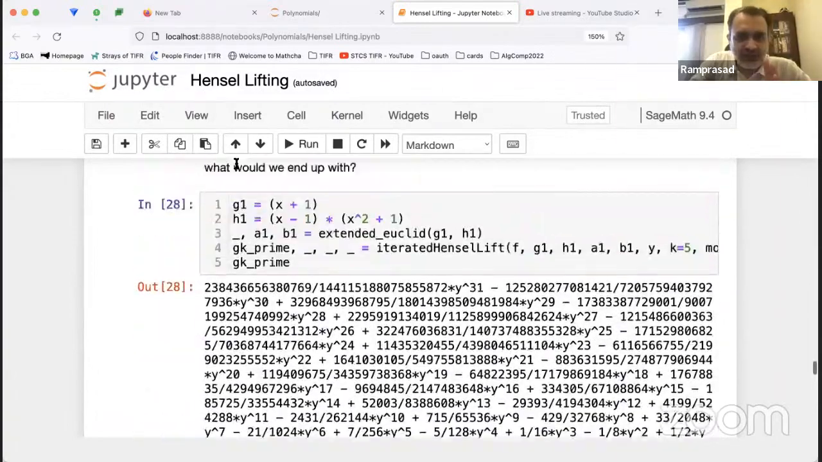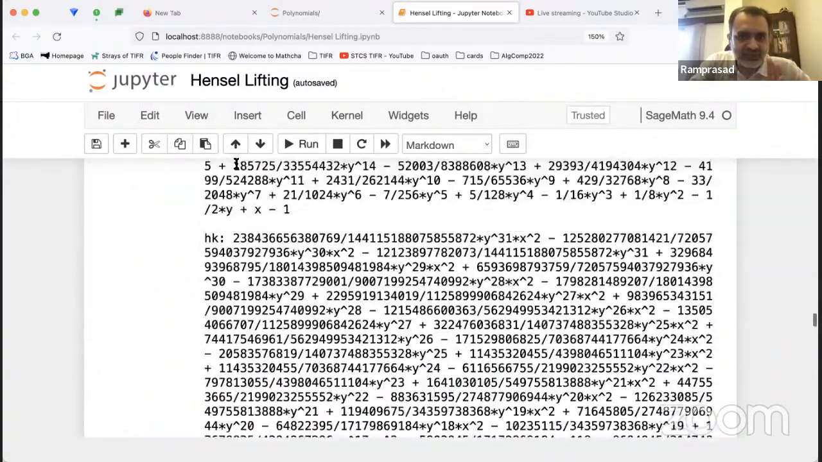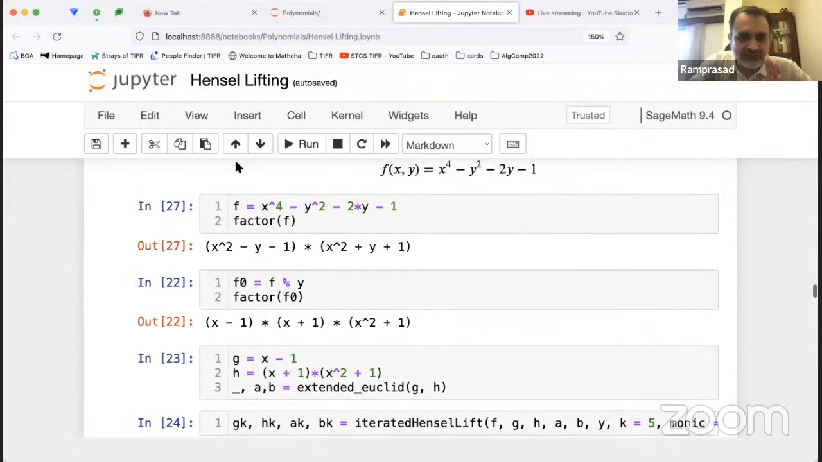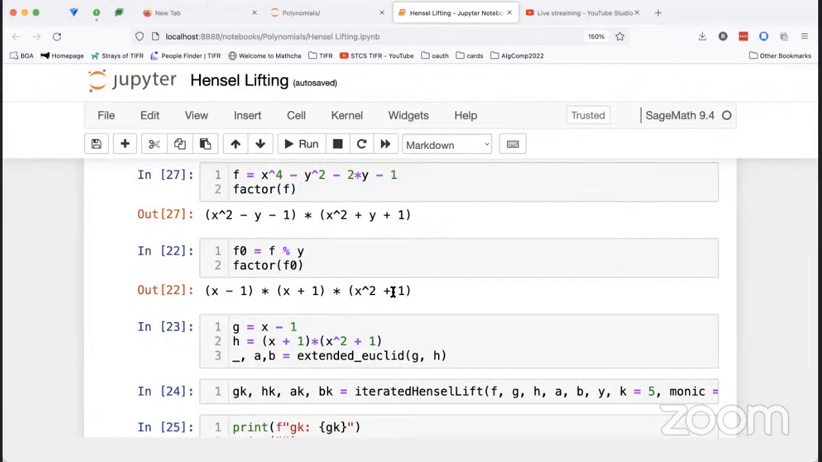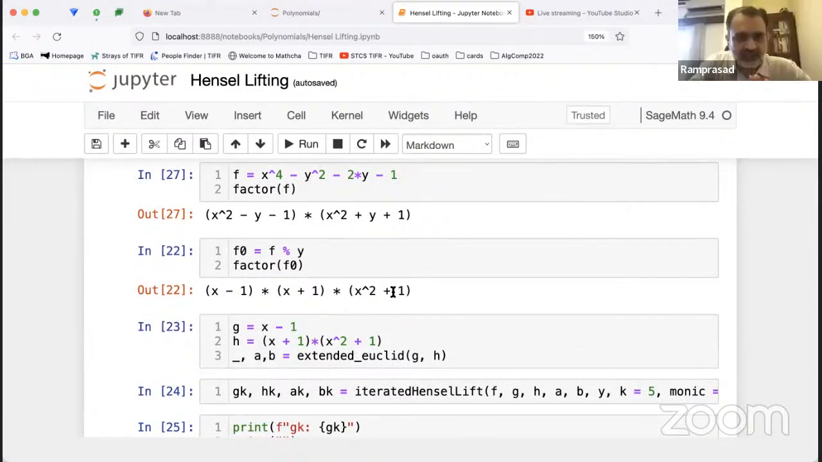Okay, so let's just do the following. So here is what I'm suggesting. The factorization for f naught was x minus 1, x plus 1, and x squared plus 1. Let's give these three names. Let's call this A, B, C is a bad example. Let's call this P, Q, and R. Let's pretend as if we started off with the original factorization being P and QR, and we lifted the whole thing.